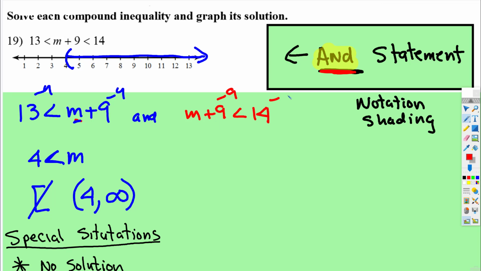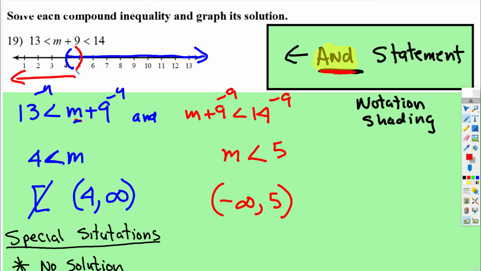Again, we're going to subtract 9 from both sides. m is less than 14 subtract 9, I think is 5. All right, so m is now all of the values less than 5. So what that means is all values less than 5 will keep going to the left of 5. Well, that's negative infinity. So negative infinity up to 5, but because there's not a solid line there, open parenthesis. So at 5, I'm going to do that.